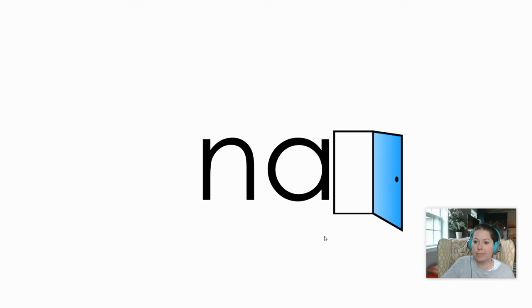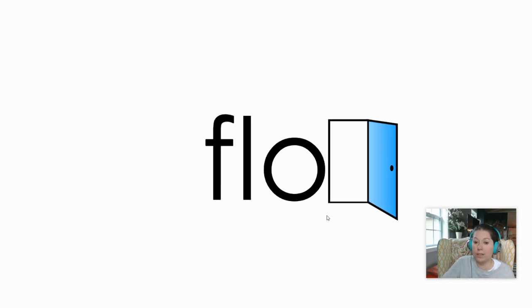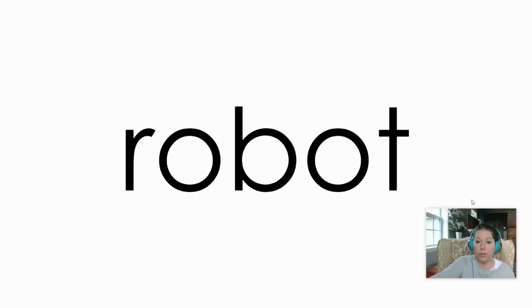Closed in or open? Open, there's nothing closing it in. What does that mean? The A can get out for a long walk. A, nay. Very good. How about this one? There's no consonant here. This is an open syllable. Can the O get out for a long walk? Yep. So how do you say it? O, flow. Very good.